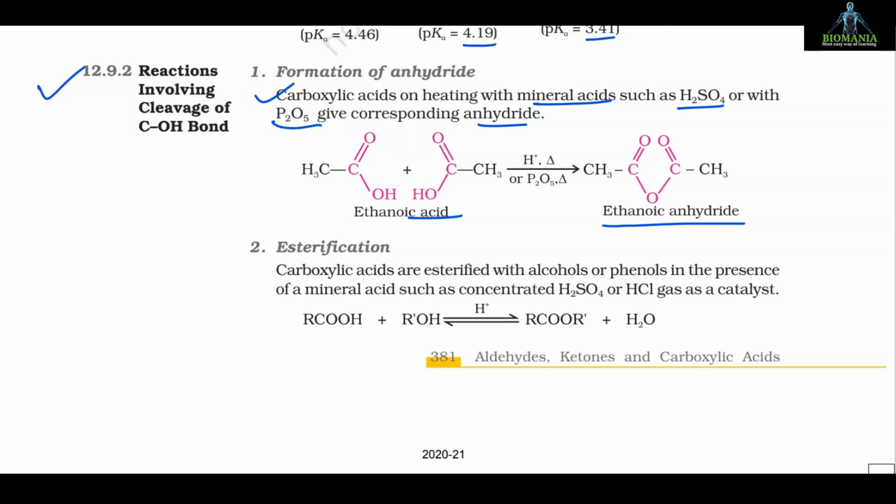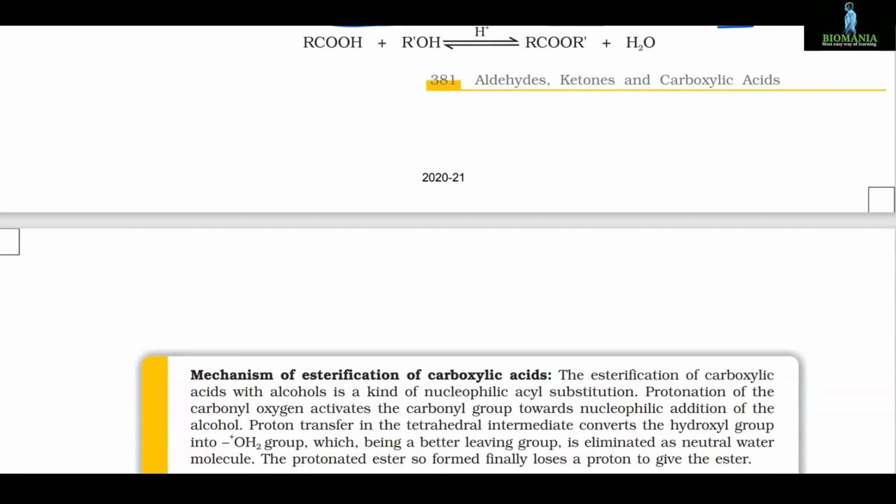Esterification, number 2. Carboxylic acids are esterified with alcohols or phenols in the presence of a mineral acid such as concentrated H2SO4 or HCl gas as a catalyst. Here you can see in this reaction RCOOH plus R'OH is forming RCOOR' plus H2O, and that is a reversible reaction.